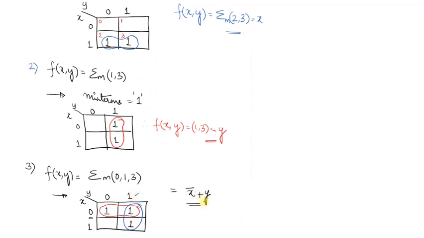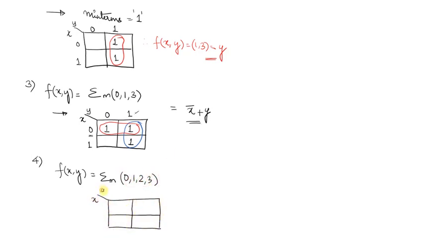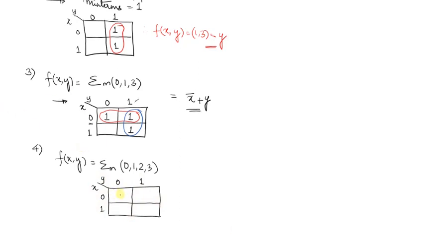So the fourth numerical, f of x comma y, summation 0, 1, 2, 3. So here logic 1 has to be entered for all the cases, and we can group all of them together. So here the end result will be equal to logic 1.